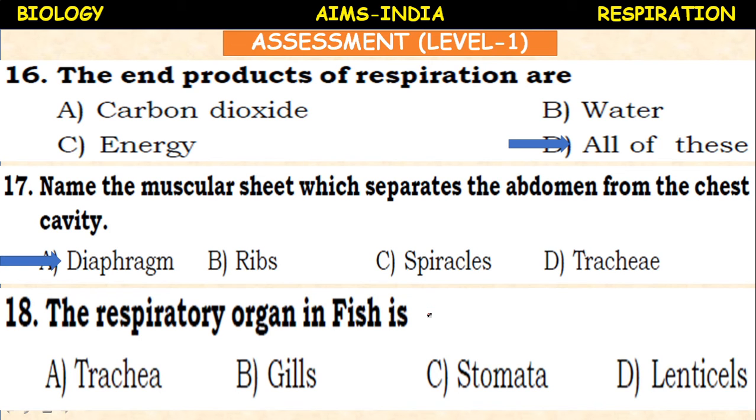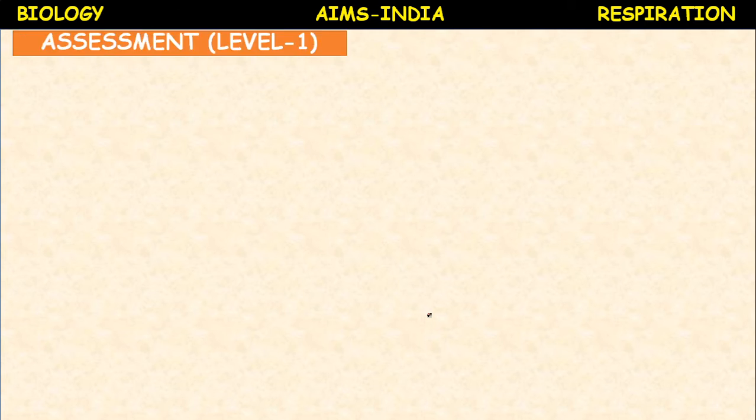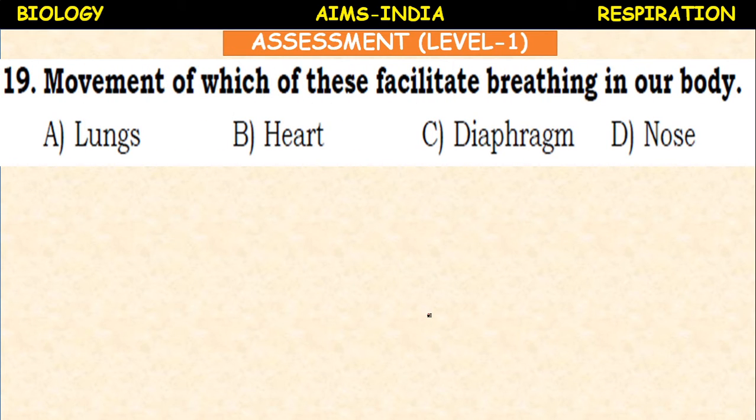What is the respiratory organ in fish? Gills. So level 1 direct questions are there. Movement of which of these facilitate breathing in our body? Movement of diaphragm.